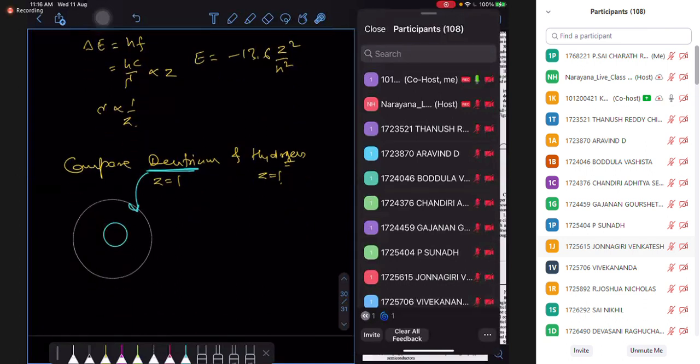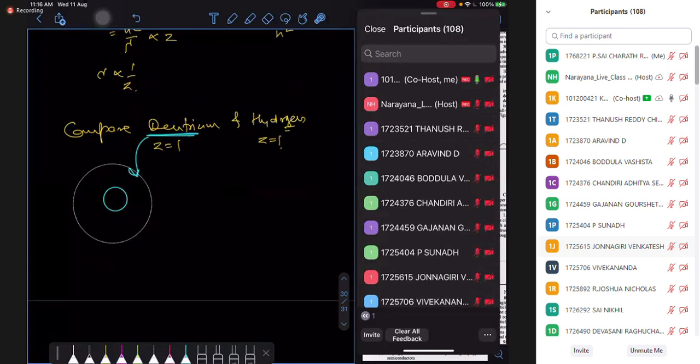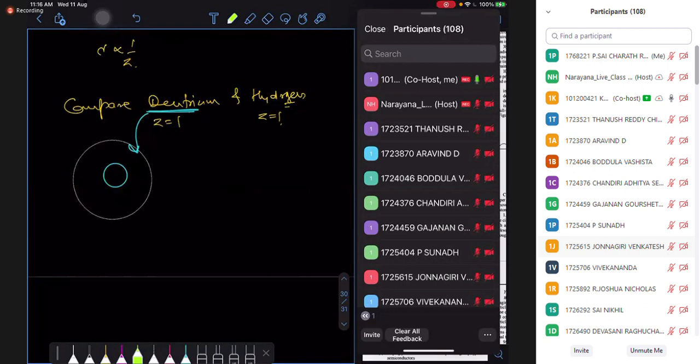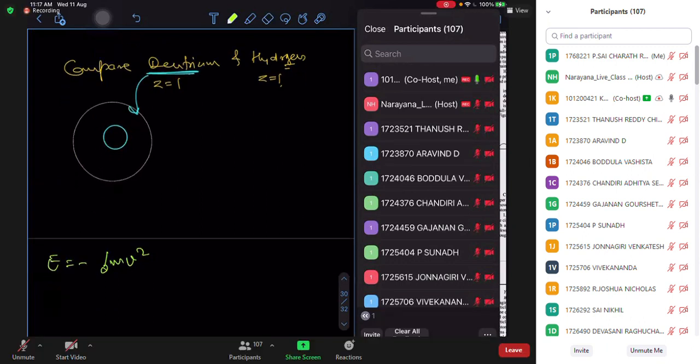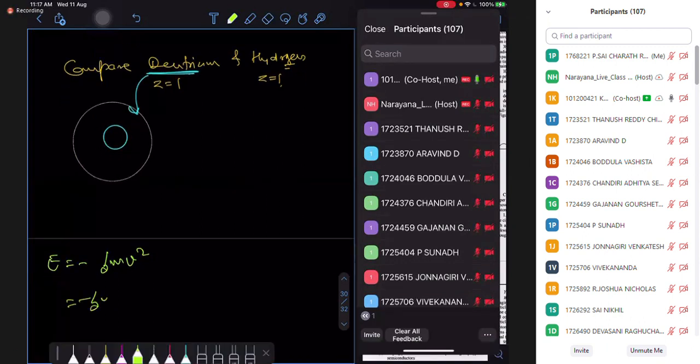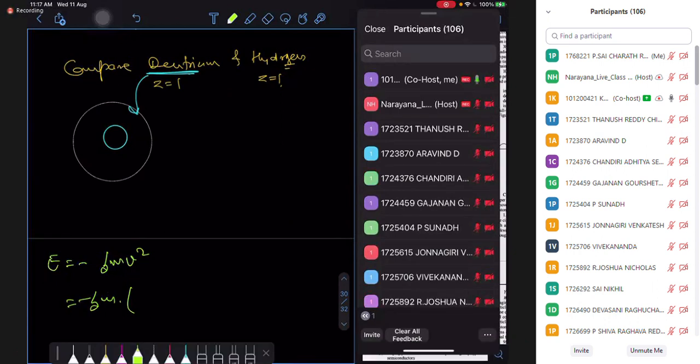How the things are going to change, we can see again with our proportionality. Energy is half mv squared minus half mv squared. If I go with the exact formula, what is the exact formula? My velocity is proportional to Z by n.